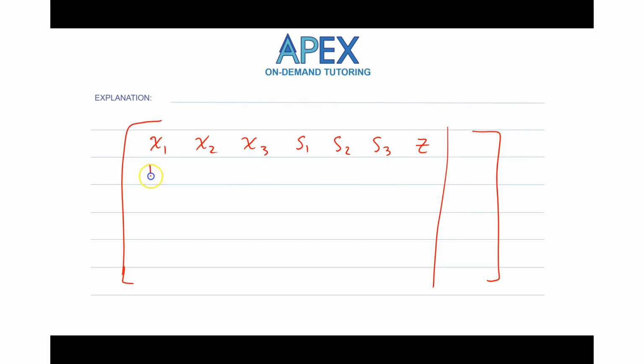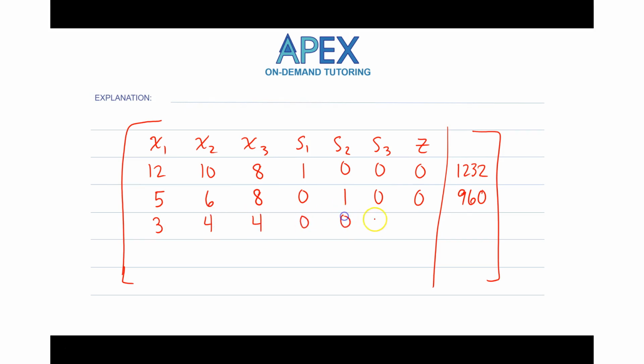So we're going to start with the equation of our constraints, 12x1 plus 10x2 plus 8x3 plus a slack variable is less than or equal to 1232. And again, the slack variable s1 is because we might have less than 1232. Then we have 5x1, 6x2, 8x3, a second slack variable, and 960. And then we have 3x1, 4x2, 4x3, a third slack variable, and 680 for organics.